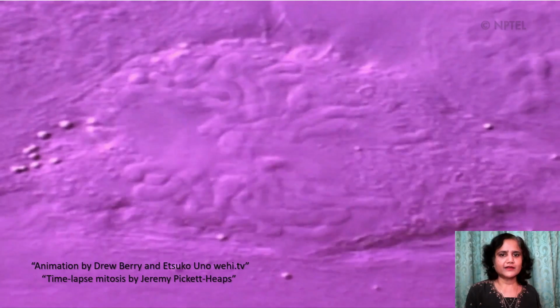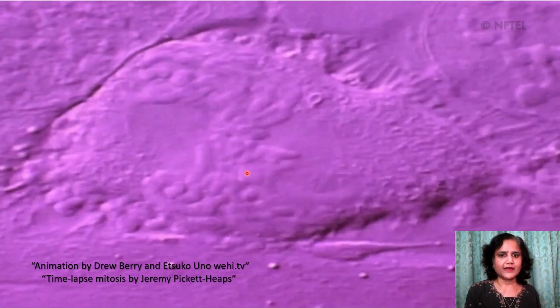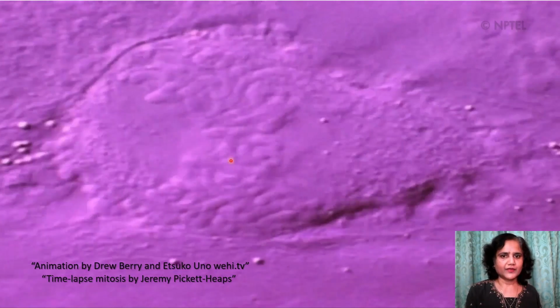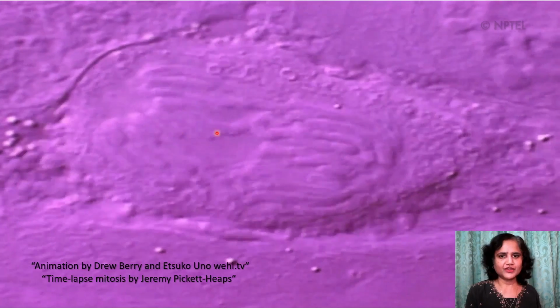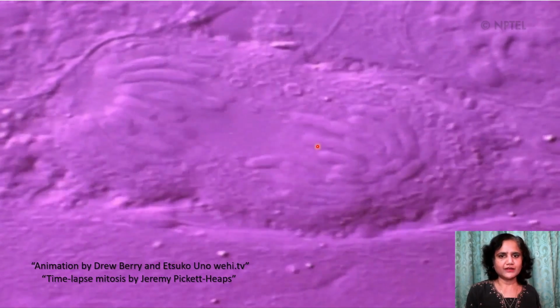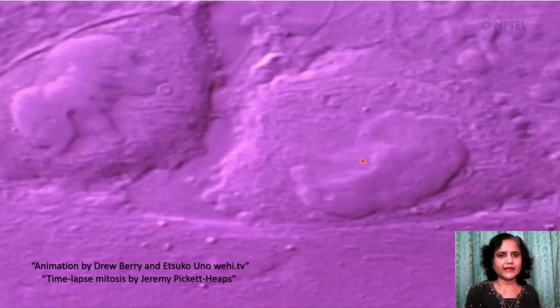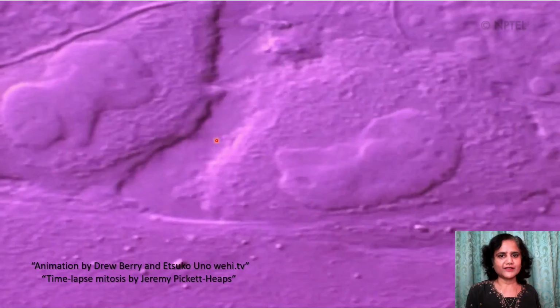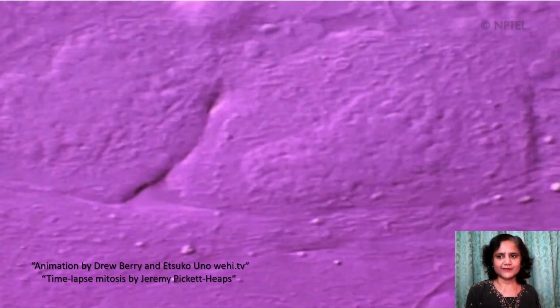You can see the chromosomes condense. Now they have reached the equatorial plane, and there you see the metaphase to anaphase transition where they moved away from each other. They have reached the poles. So this is telophase. You can see them decondensed. You can see cell division has just occurred, forming these two daughter cells.